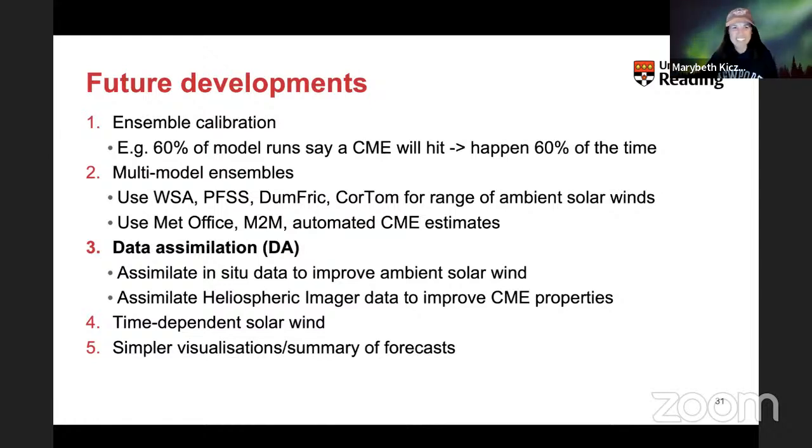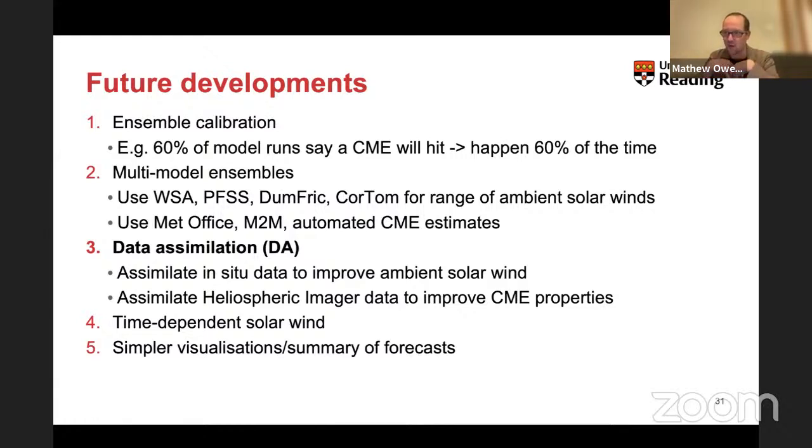I will just very, very quickly then summarize some of the future developments. So I've got a student at the moment, Nathaniel. He's working on ensemble calibration. So at the moment, we say, okay, the CME speed is 700 kilometers a second. We're going to perturb that by, on average, 20%. And that number is plucked out of the air for no good reason. What we really want is that when 60% of our ensemble members are predicting a CME will hit, we want to be right 60% of the time.